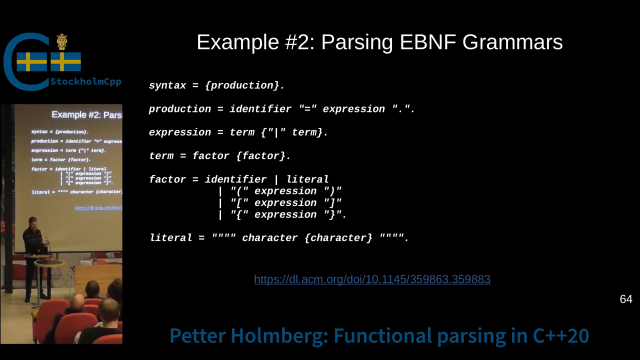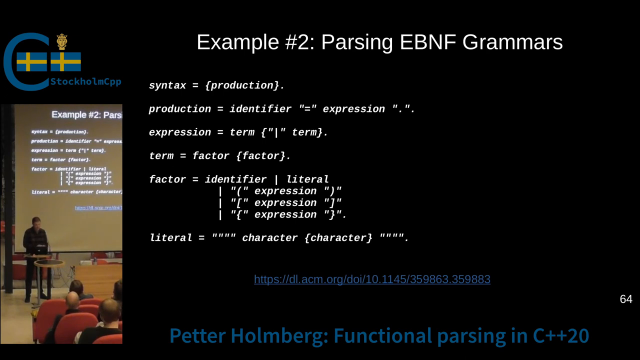So we have on top a syntax is a number of productions. Each of these lines is a production. A production is an identifier, equal sign, expression, dot. And then you have an expression, what's that? It's one or more terms separated by the option bar. A term is one or more factors. A factor is either an identifier, a literal, or a parenthesized expression. Parentheses are just for evaluation order, like in math. Or it's an optional expression, or it's a repeated expression.